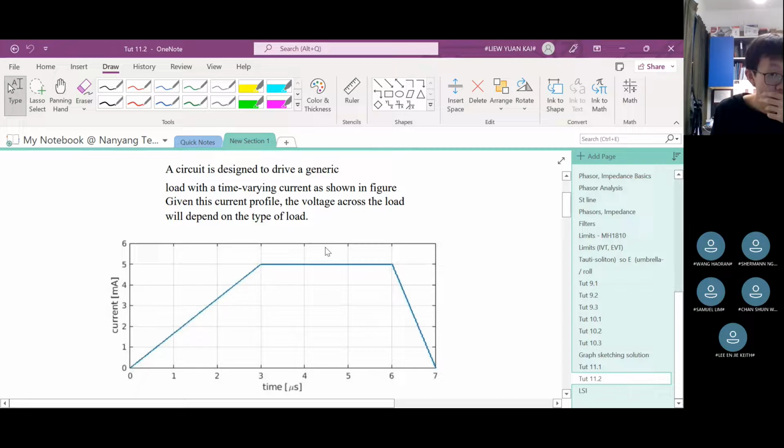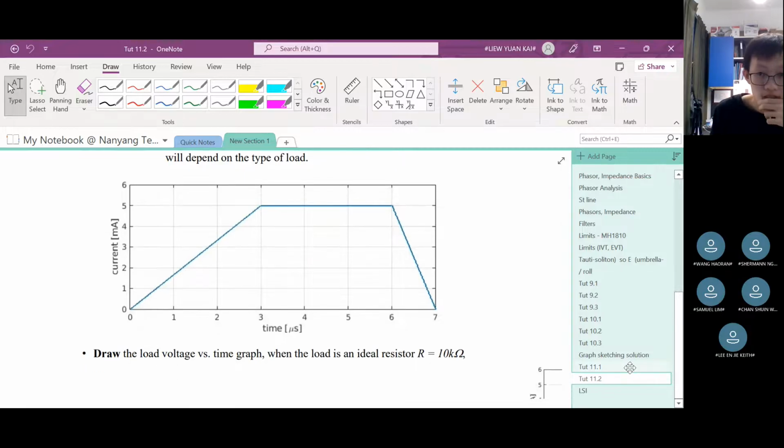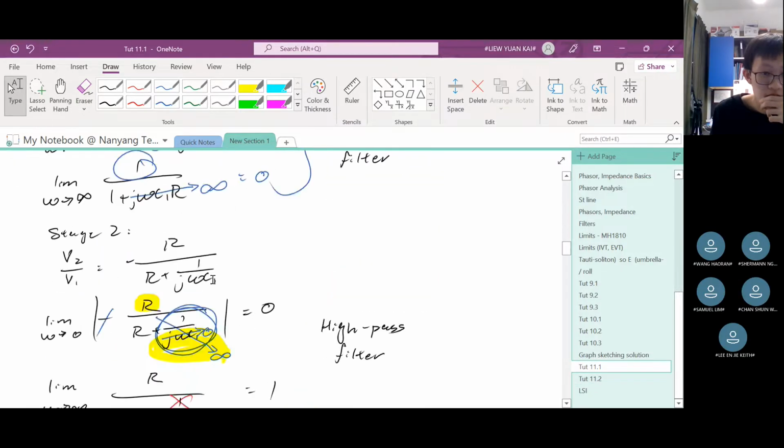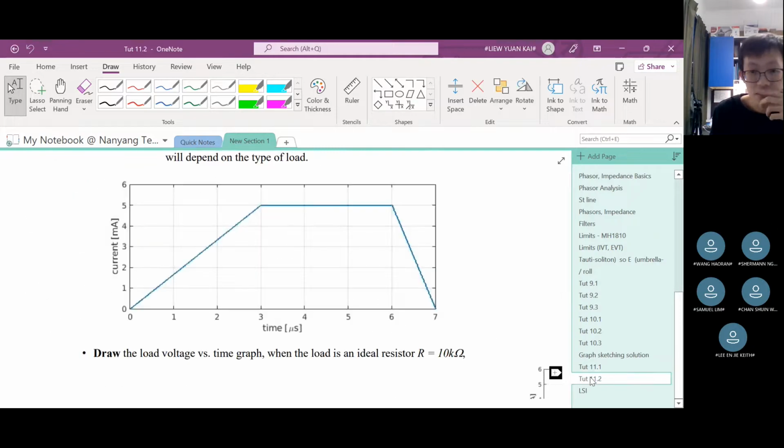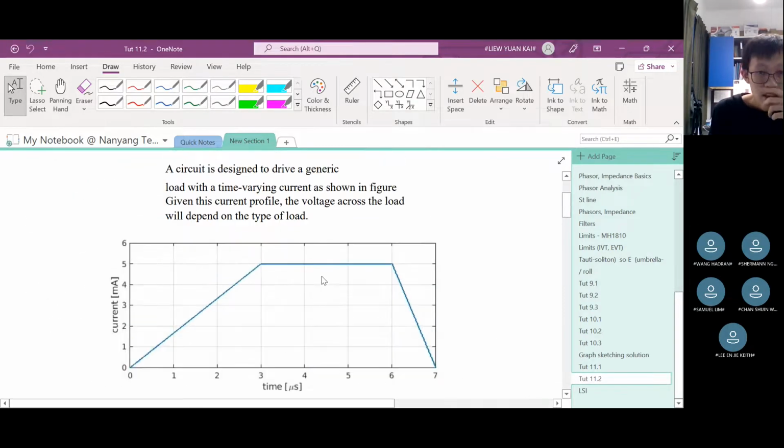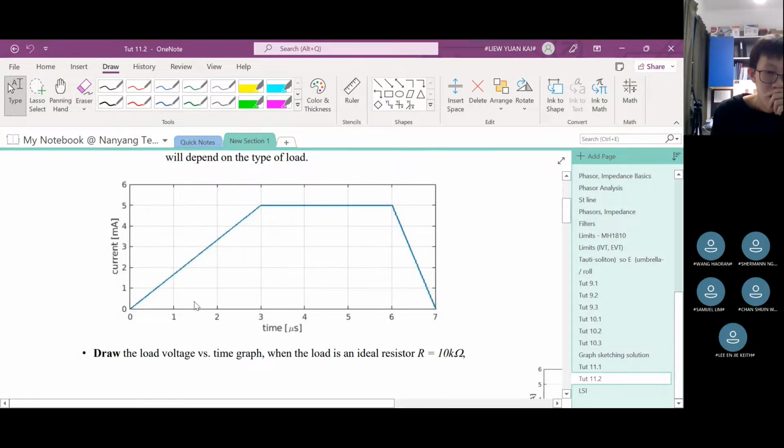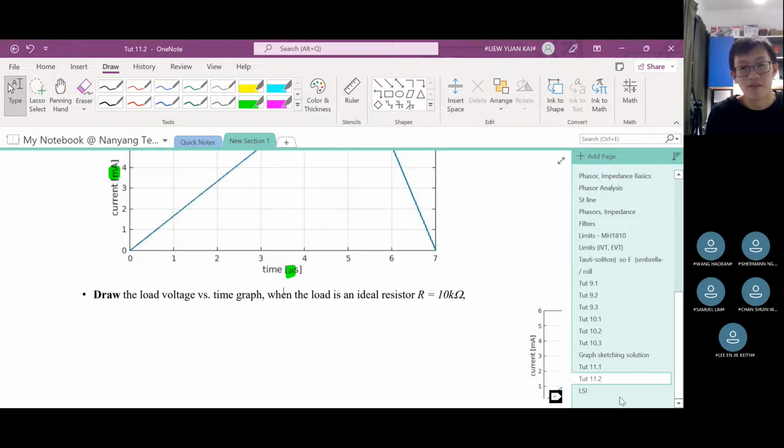So moving on, this is question 11.2. Wait, let me check if I finished everything. Okay, I finished everything. Question 11.2 shows you some variation of current against time. Take note, this is millisecond, this is microsecond, so you must account for that later. Draw the voltage versus time when the load is a resistor.